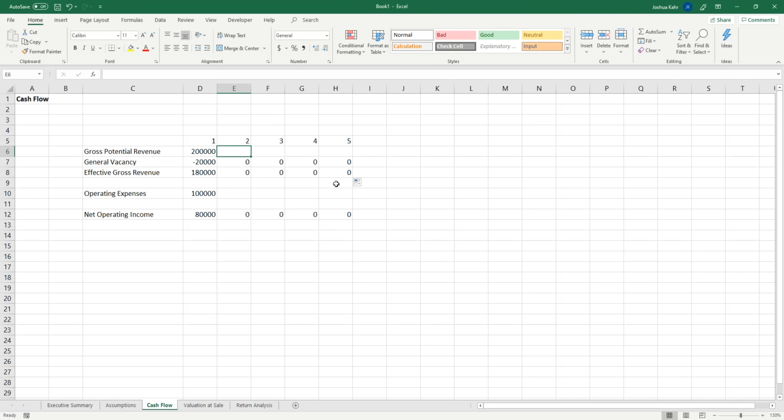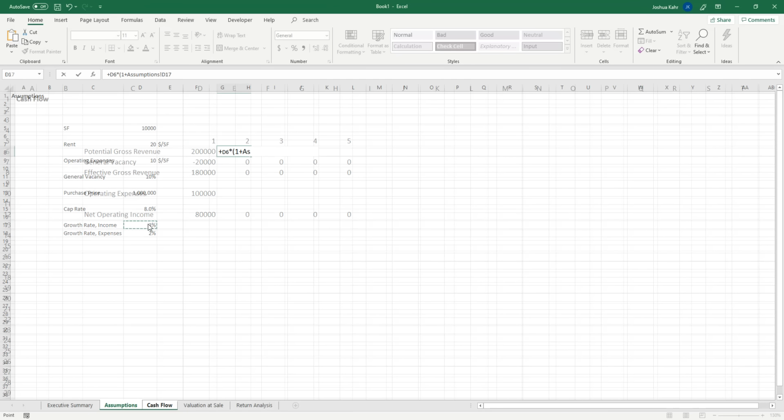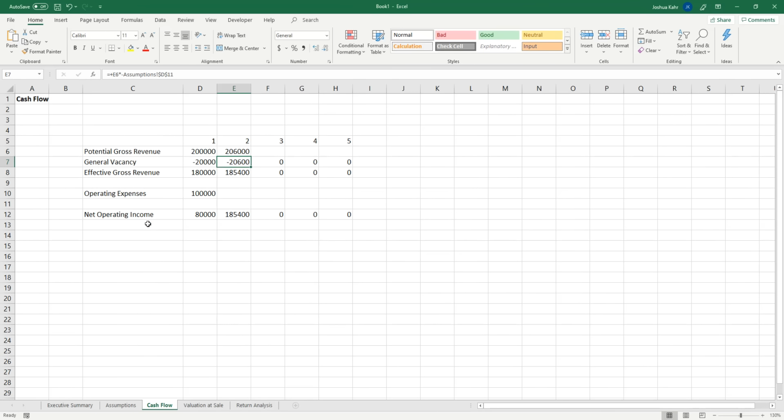For potential gross revenue or gross potential revenue, usually I do potential gross revenue, PGR. That would be year 1 times 1 plus the rate of growth. And there it is. And then if I'm going to drag that across, I float the D6, whereas I fix the D17. Again, by throwing in some dollar signs, I pressed F4. That's on a Windows machine.